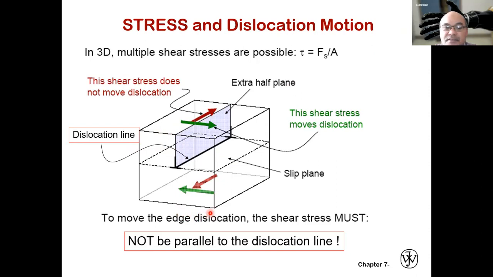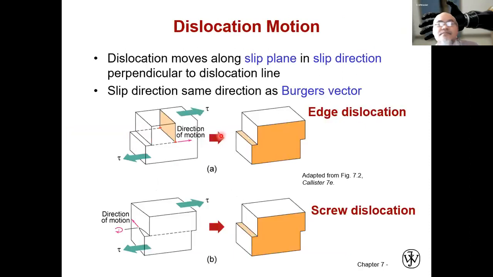To move the edge dislocation, the shear must not be parallel to the dislocation line. It has to be at least having some angle. Then what will really shift the dislocation line is the perpendicular component of the shear stress. Dislocation moves along the slip plane in the slip direction perpendicular to the dislocation line. Slip direction is the same direction as the Burgers vector.